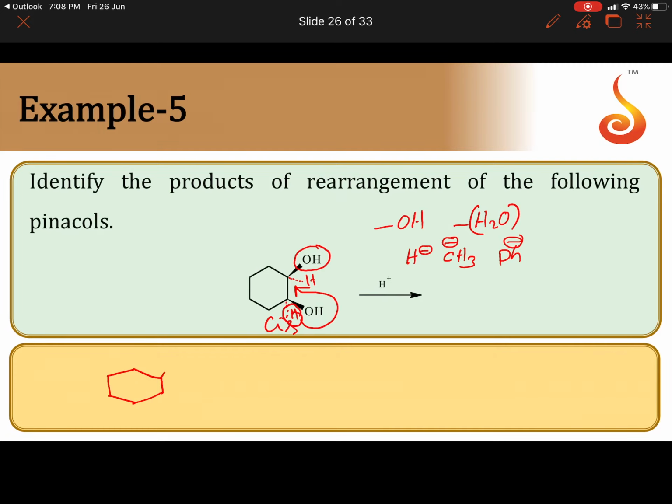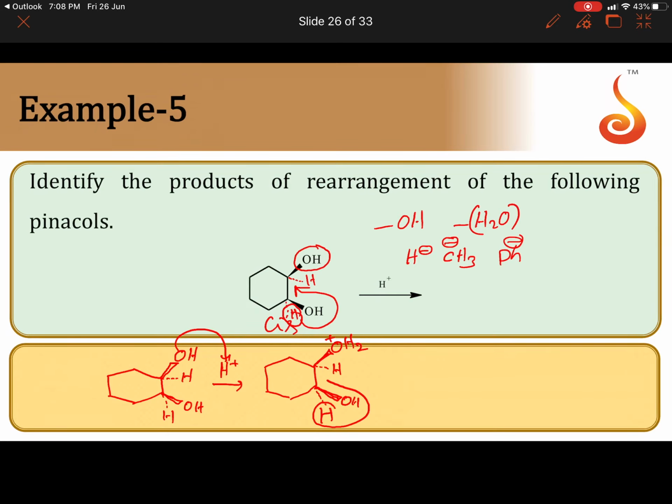Protonation of the OH group takes place. The OH group undergoes protonation, producing hydronium ion. Since OH and the migrating hydrogen both are in the opposite direction, attack of H minus takes place. Pinacol-pinacolone rearrangement is possible. So H and OH2 plus both are in the opposite direction.